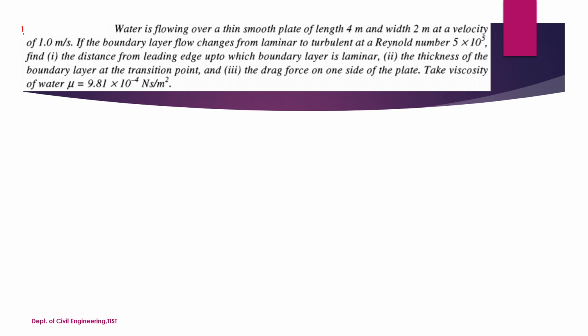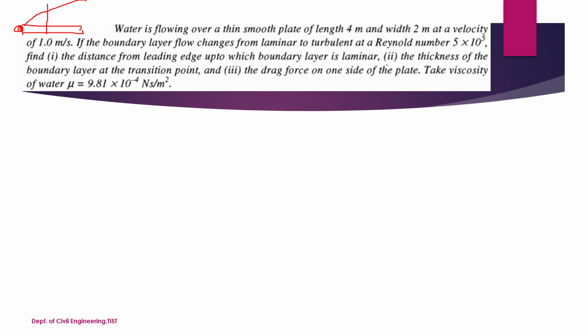So that means you have the plate. For a particular section, the boundary layer is laminar. Then it changes from laminar to turbulent. So beyond this point, the boundary layer is turbulent. So you have to find out the distance from the leading edge. This is the leading edge. So from the leading edge up to which distance the boundary layer is laminar. So you need to find out this distance.